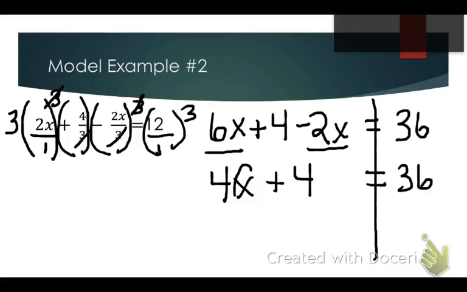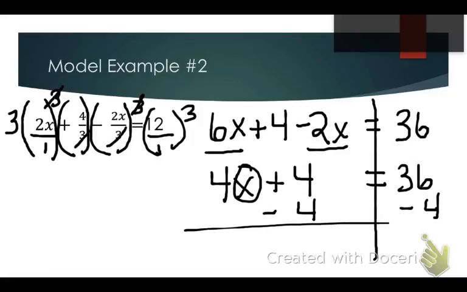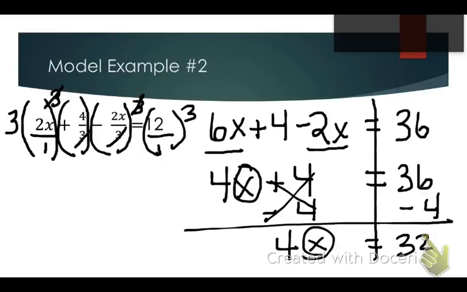Okay, need to solve for x. I'm going to subtract 4 on both sides using the inverse operation. 4x equals 32. Still need to divide both sides by 4. And x equals 8. Nice job. It's a lot of work. And again, you have a calculator, so feel free to use that. That will help.